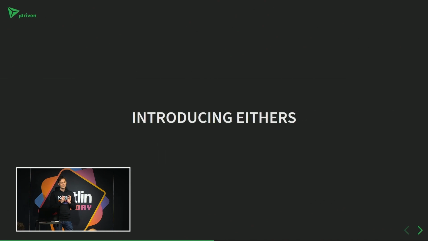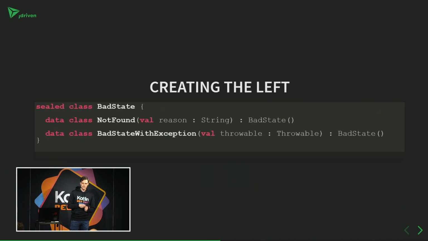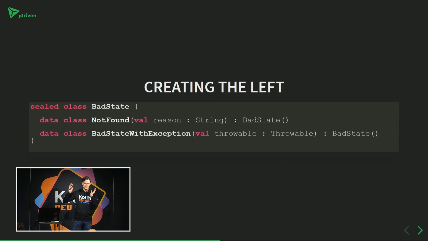So, how can Eithers help us improve upon this? Well, before we start dealing with the right stuff, let's first create the left value of the Either. And I would suggest using a sealed class for this. So we can define a class BadState and give it two members in this case. Either something is NotFound, or something is a BadState with exception. And it can only be one of those two in this case. So now we have our left value.